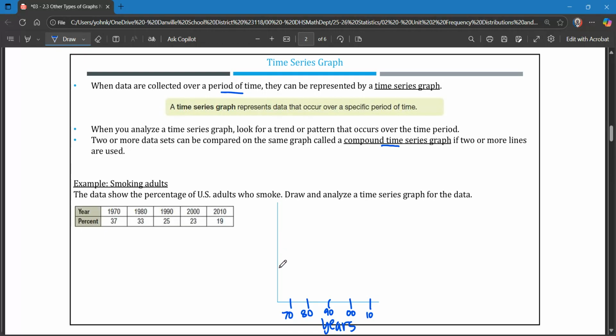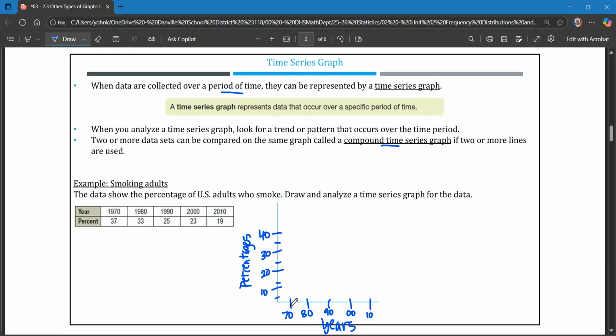Then along the vertical, we're talking about percentages here. So we're going to put percentages. Now, whether you want to change those percentages to a decimal or leave them as whole numbers, that is your choice. It looks like they're going up to 37. So I'm going to go 10, 20, 30, 40. And then I'm going to put my marks in between for 5s.